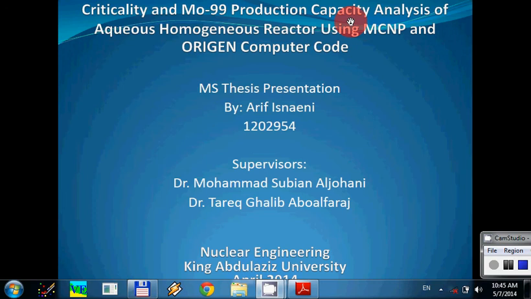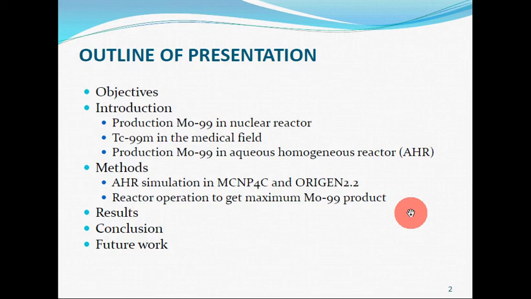Operation capacity analysis of aqueous homogeneous reactor using MCNP and ORIGEN computer code. Outline of presentation. Objective.